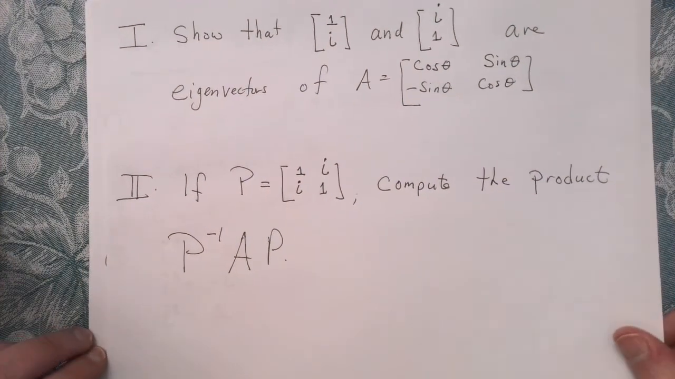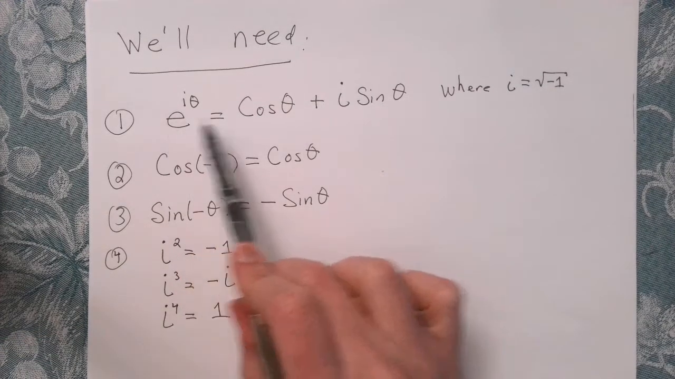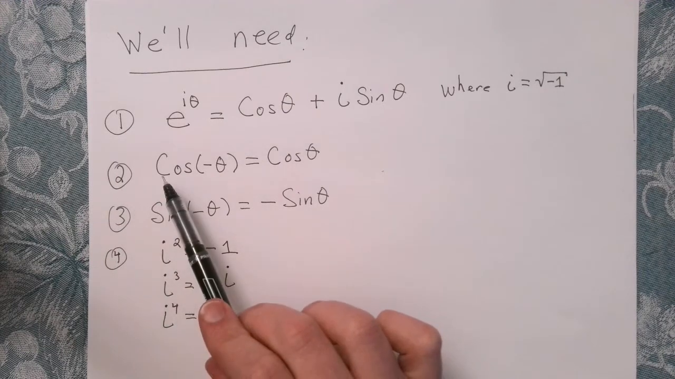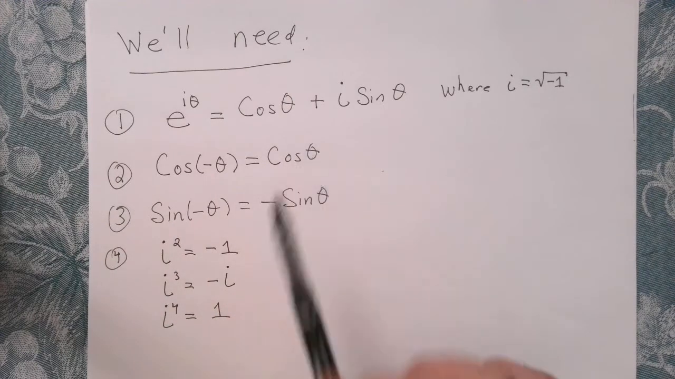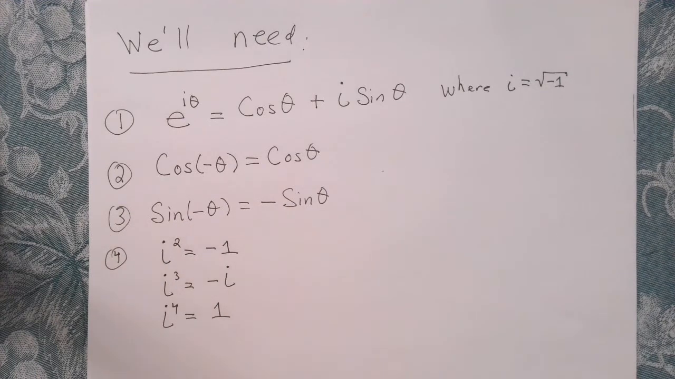And in order to get there, we're going to need some classic math tools. One, we're going to need the mighty Euler's formula. Two, we're going to need the property that cosine is an even function. That's very helpful. Three, we're going to need the property that sine is an odd function. That's also helpful. And then four, we just need some properties of imaginary numbers. Okay, so with that said, let's dive right in.